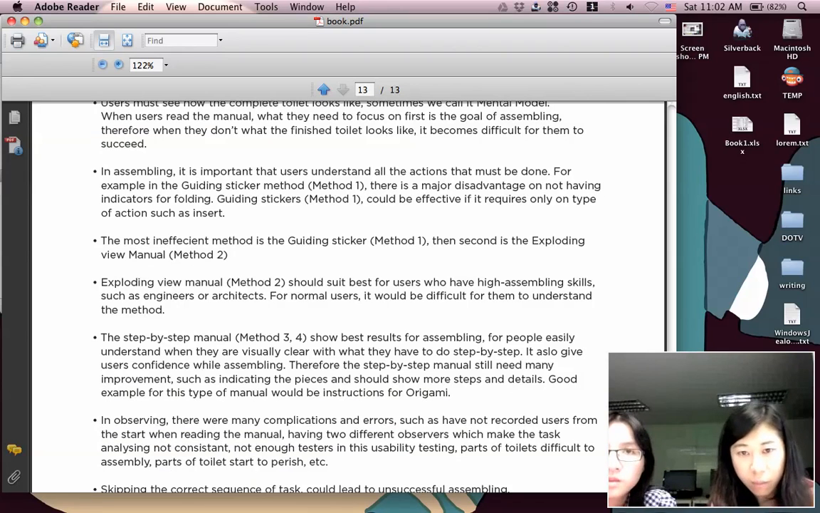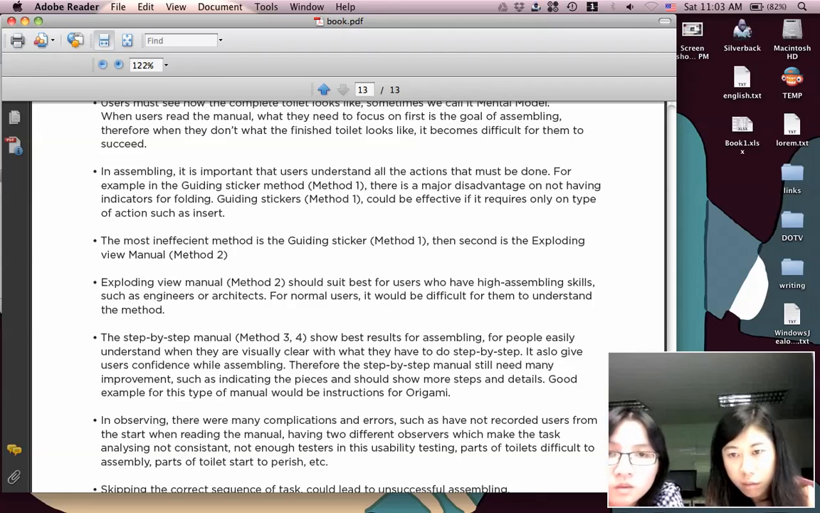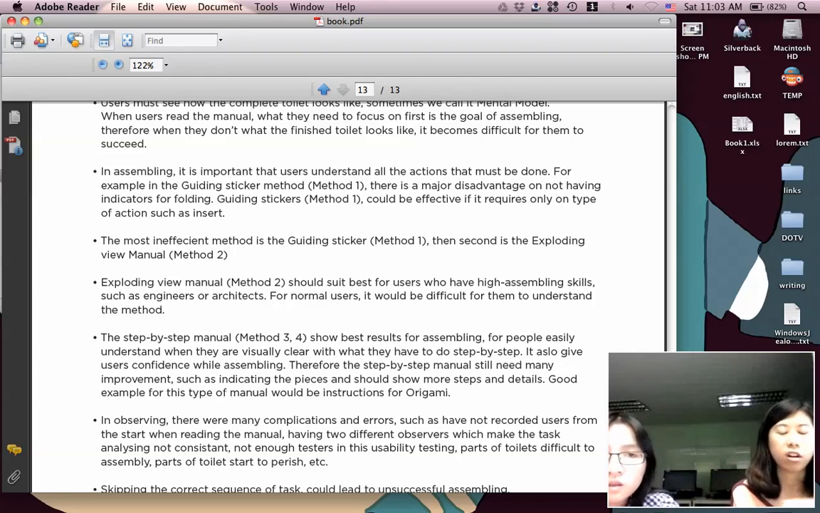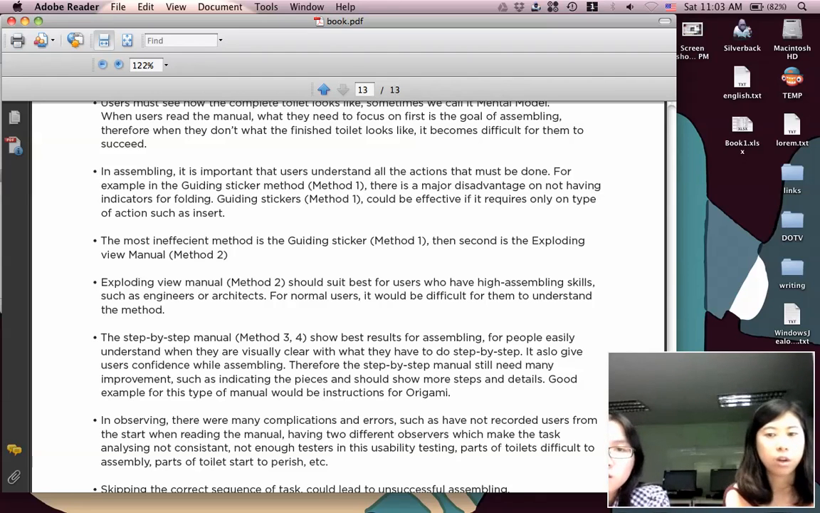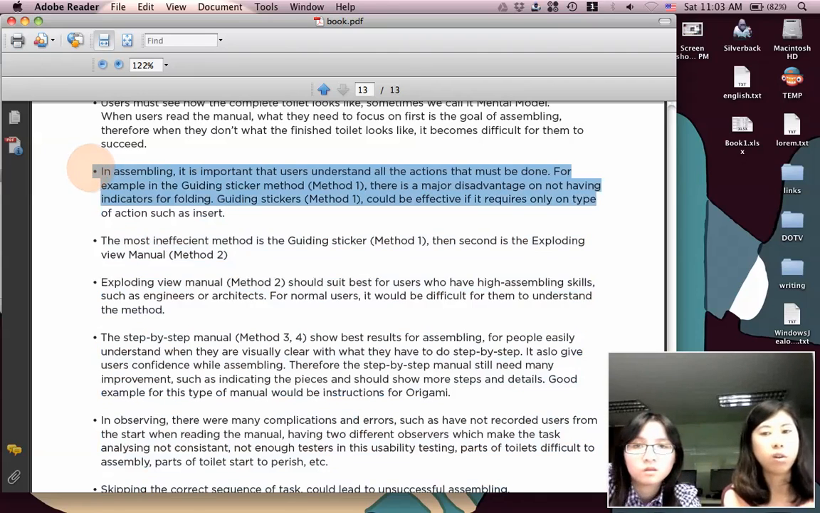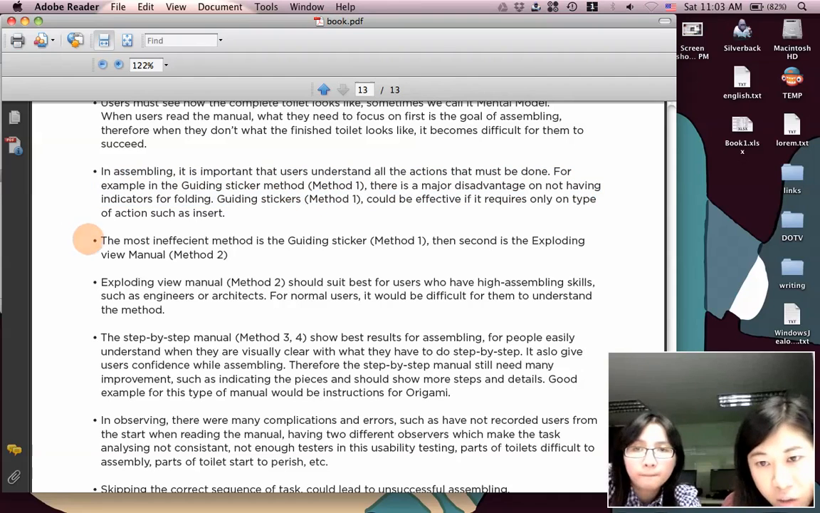The second one is that the guiding sticker method is not suited to this kind of assembling. Maybe for others, but this one would suit assembling that uses only one action, like connecting things together. But if it includes many actions like folding and inserting, this won't work because it only indicates connecting joints together.